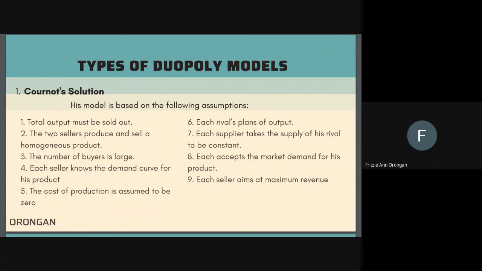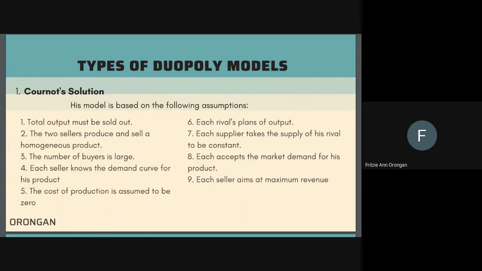His model is based on the following assumptions. First, the total output must be sold. The two sellers produce and sell a homogeneous product. The number of buyers is large. Each seller knows the demand curve for his product. Fifth, the cost of production is assumed to be zero. Each rival's plans of output. Seventh, each supplier takes the supply of his rival to be constant. Eighth, each accepts the market demand for his product. And lastly, each seller aims at maximum revenue.